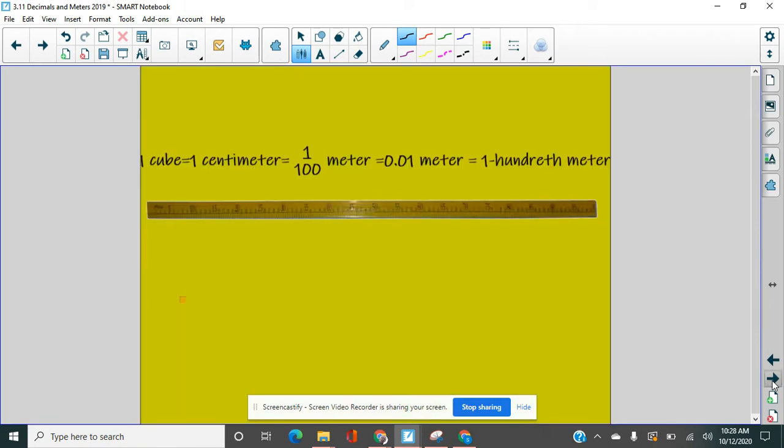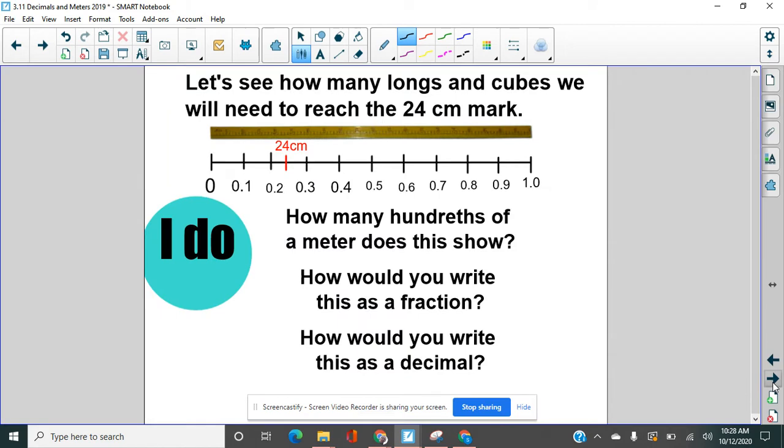All right. Let's keep moving on. There it is. 1 cube equals 1 centimeter. That is 1/100th of a meter, which you could also write like that or write with words like that. All right, let's imagine that we had a meter stick here. If we wanted to show 24 centimeters, we would do two longs, right? So 10, 20, and then four more. So what we would be at 24 centimeters is 24 out of 100.